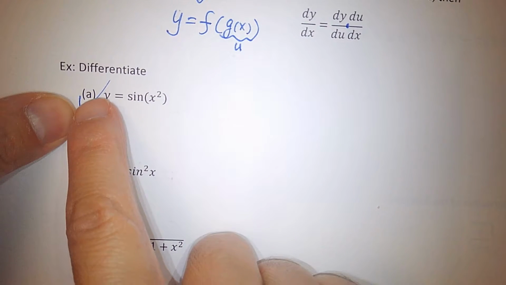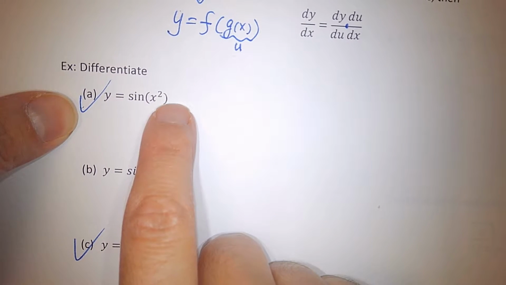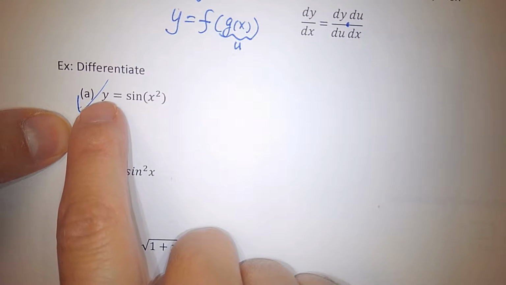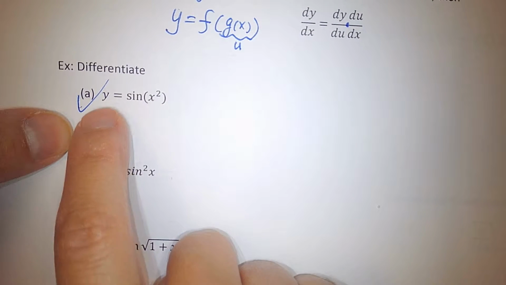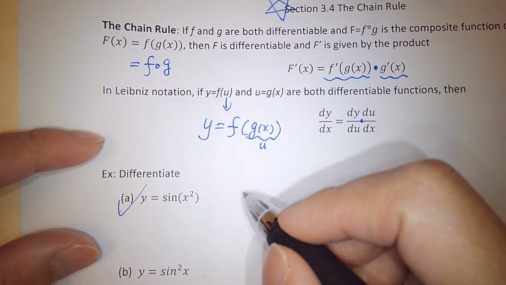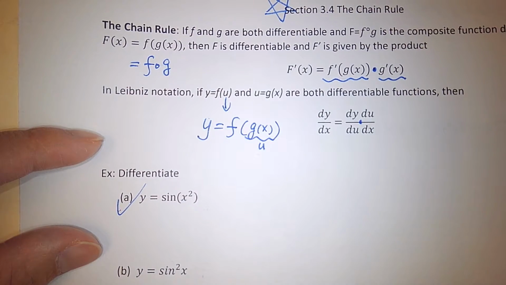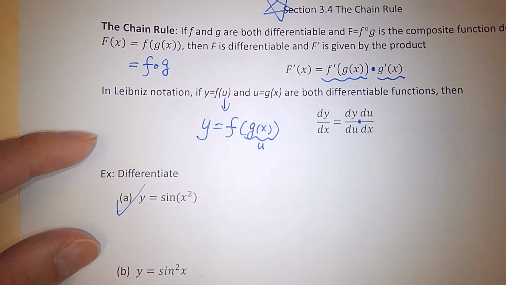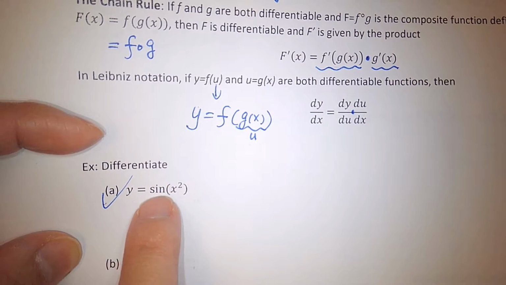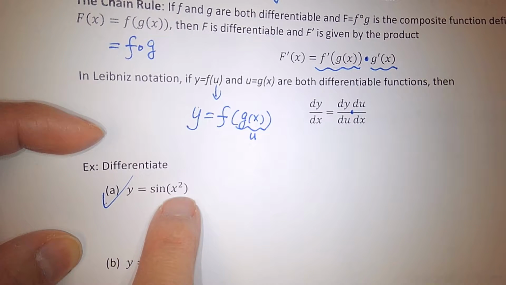So, differentiate y equals sin of x squared. What is the independent variable? x. What is the dependent variable? y, right? So, differentiate y with respect to x. So this is our capital F. Now, my question for you is, sin of x squared, if we consider this function a composite function, which function is f? Which function is g?